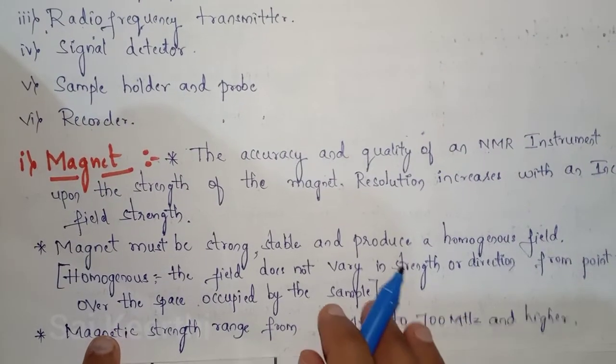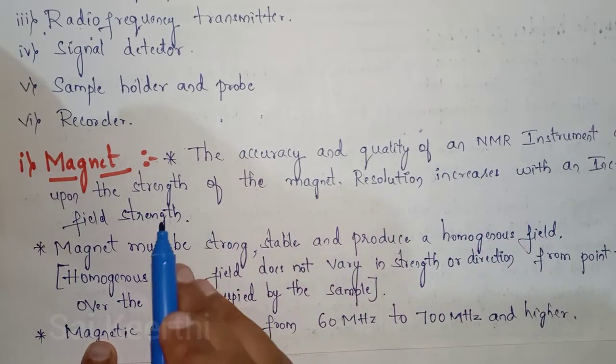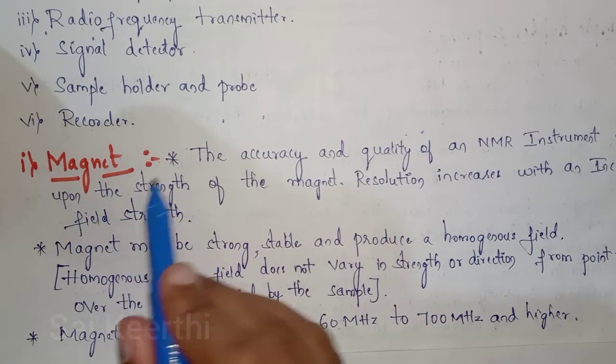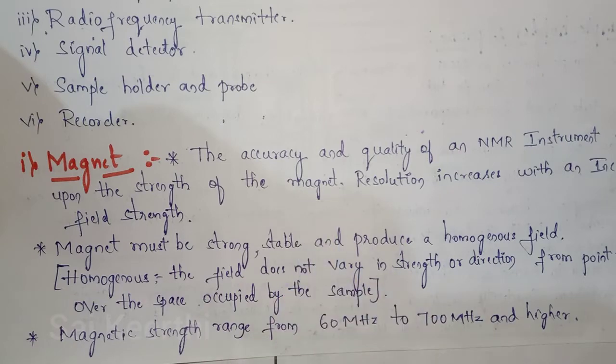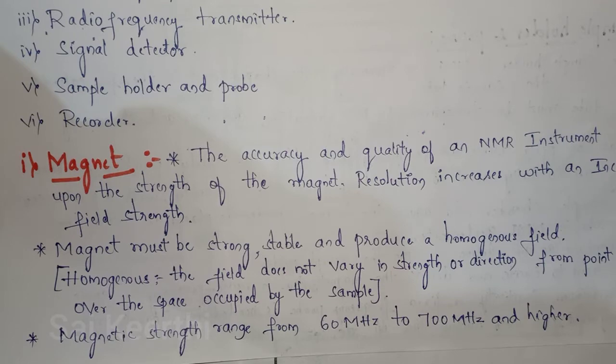The first point is that the accuracy and quality of an NMR instrument depend upon the strength of the magnet. These magnets are very important. You have to keep in mind that resolution will increase when the magnetic field strength is more. That means we will get a correct, high-resolution spectrum when the magnetic field strength is more.